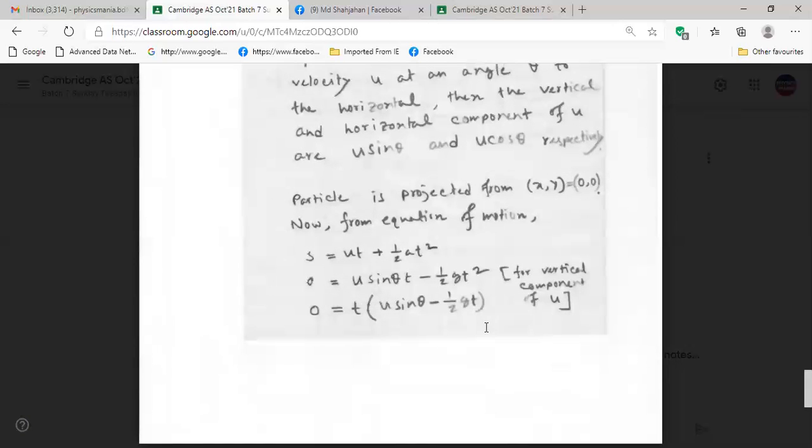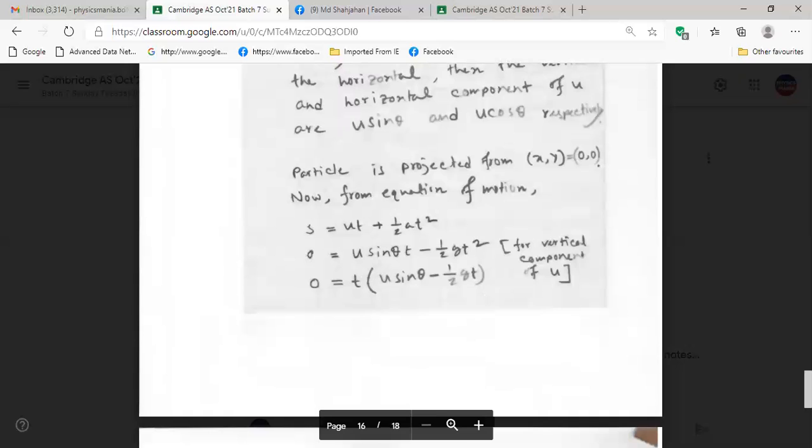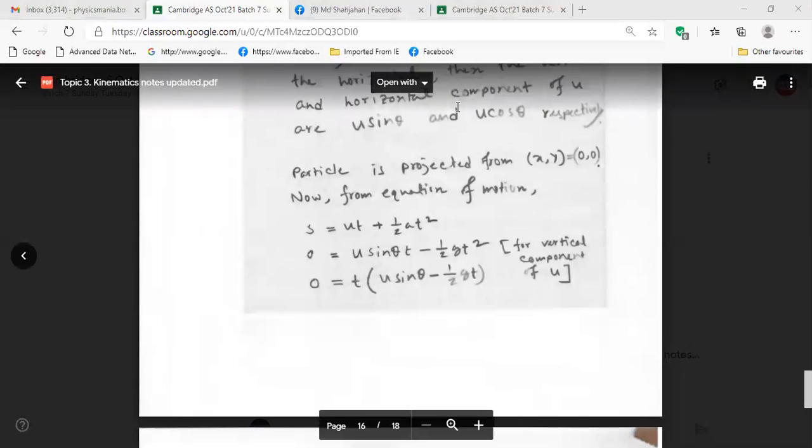Have you written this part? When we are explaining, we are also writing, right? Understanding and writing together.